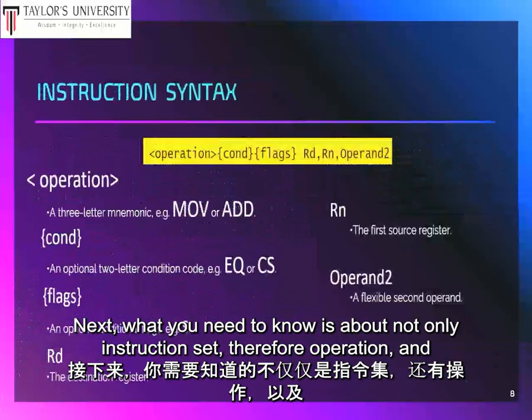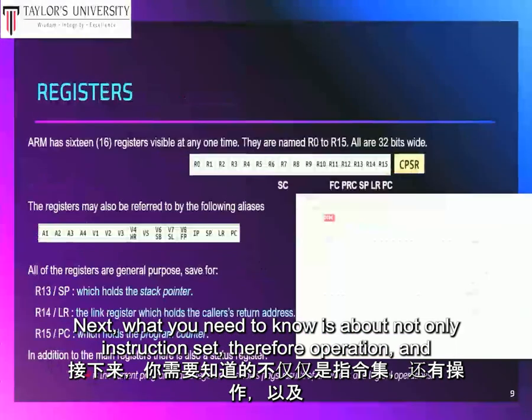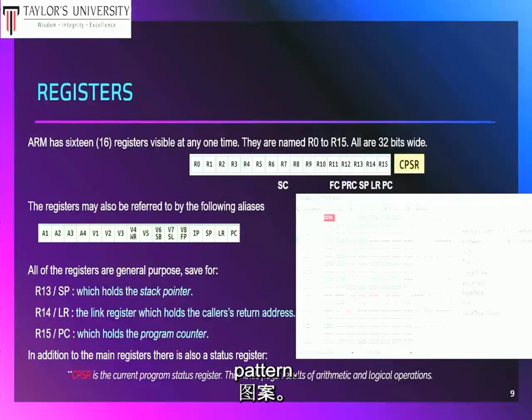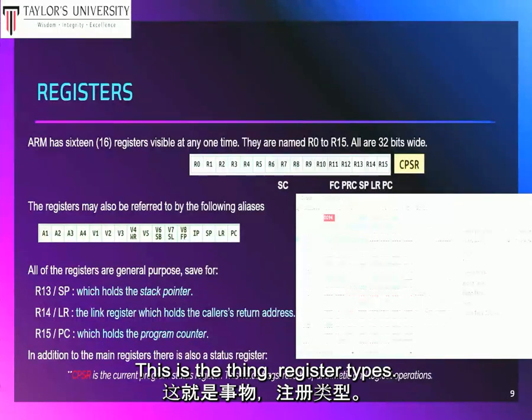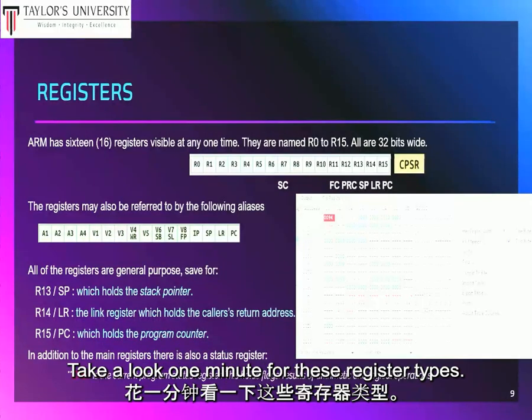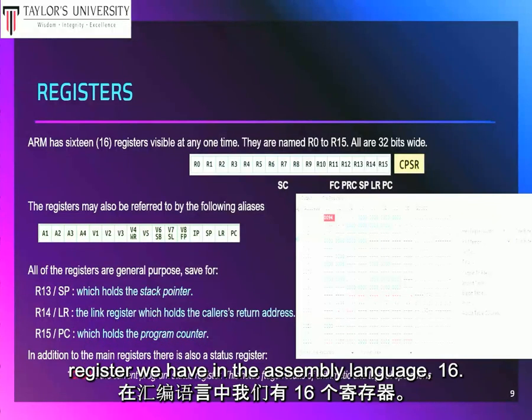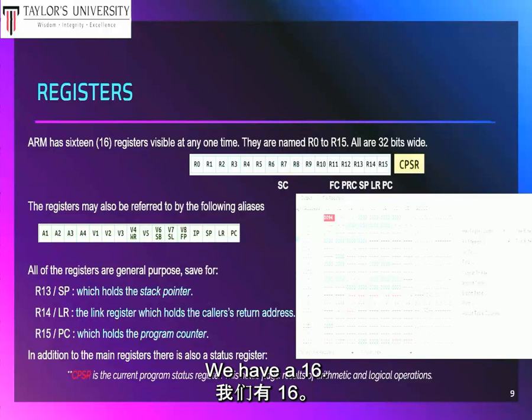Next, what you need to know is about not only the instruction set, therefore the operation, and then there's a destination location, which is a register, and the rest will be the bit pattern. This is the thing, register types. Take a look, one minute for these register types. How many registers do we have in the assembly language? 16. We have 16.